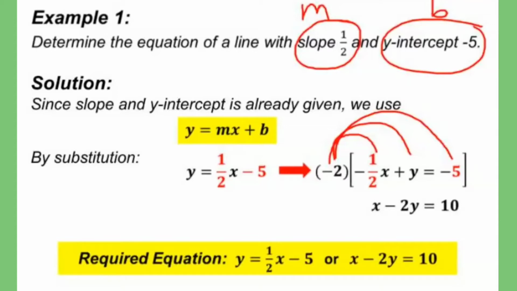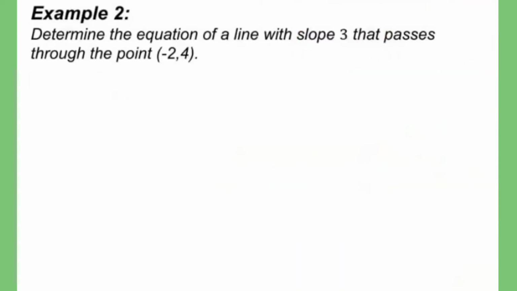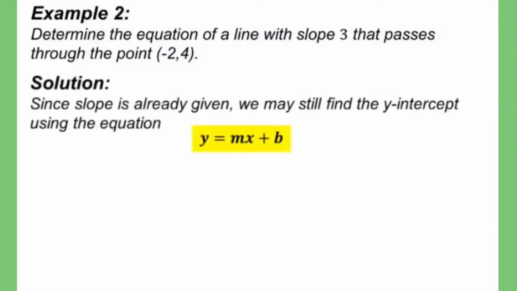Okay, let's have the second example. Determine the equation of a line with slope 3 that passes through the point -2, 4. Since slope is already given, we may still find the y-intercept using the equation. So yung gagawin natin, gagamitin natin yung slope na 3, which is our m, and the point -2, +4.